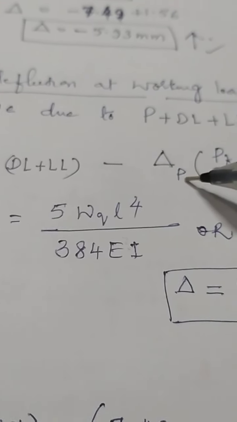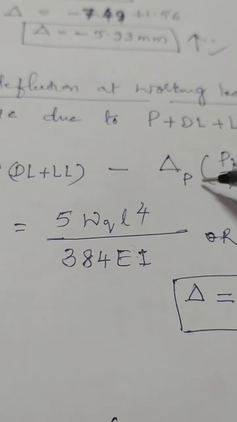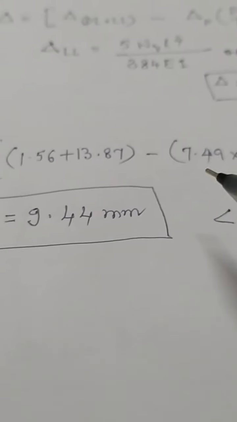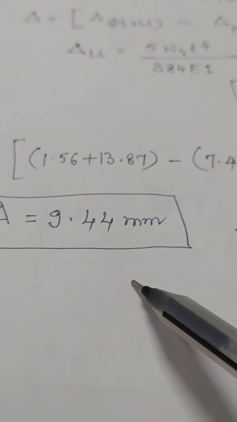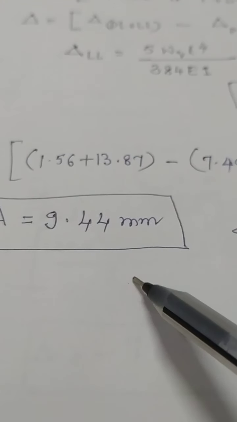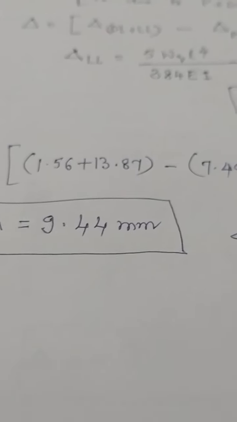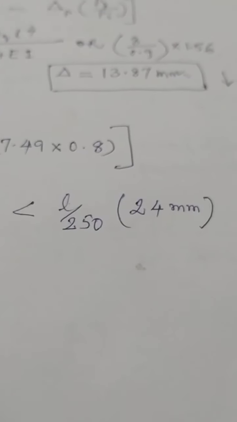That is minus 7.49 due to M and WC. After substituting all in this equation, you will get a deflection due to pre-stress, dead load and live load will be 9.44 mm, and maximum deflection allowed is 24 mm. That is well within the limit.